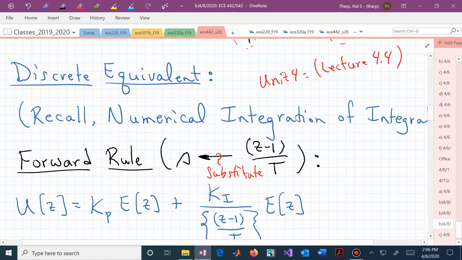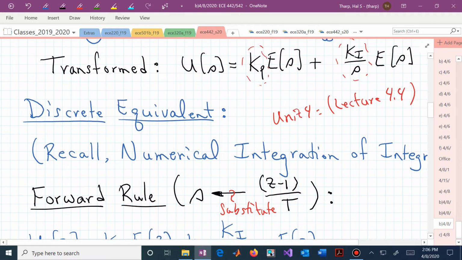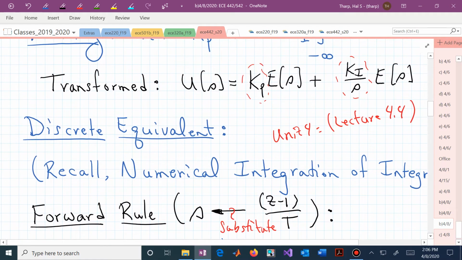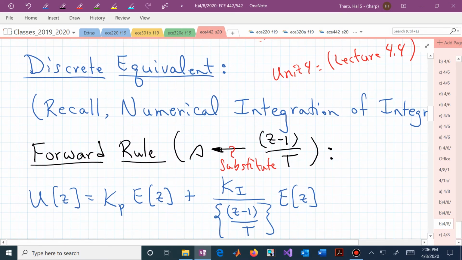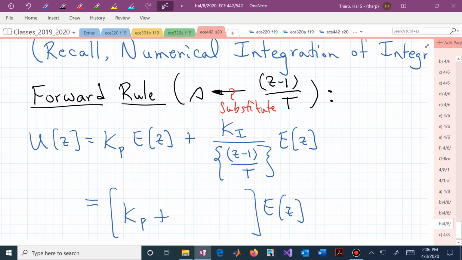We now can say, oh, U of Z, the Z transform of our input signal, is now k sub p E of Z plus k sub I, and now we do the substitution. We replace S with Z minus 1 over capital T, and that's now what our PI controller looks like in a discrete time setting. We can now clean that up a little.